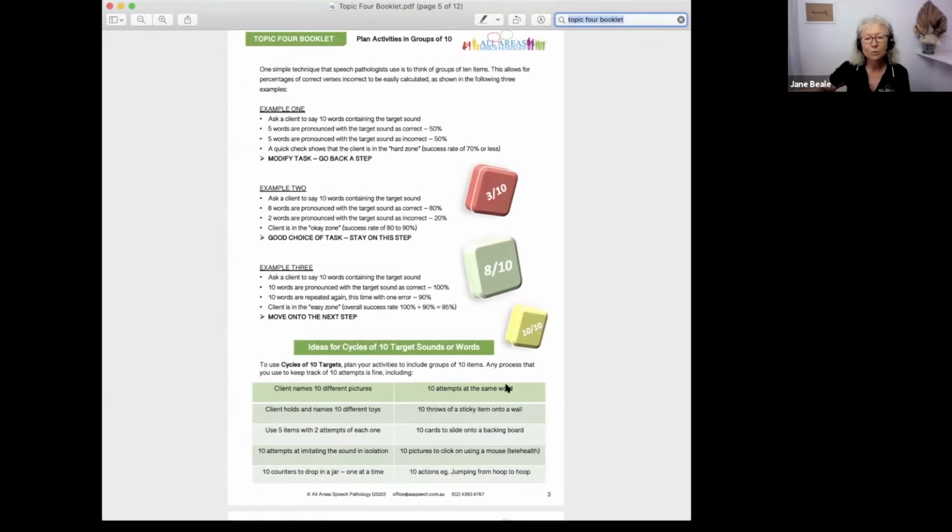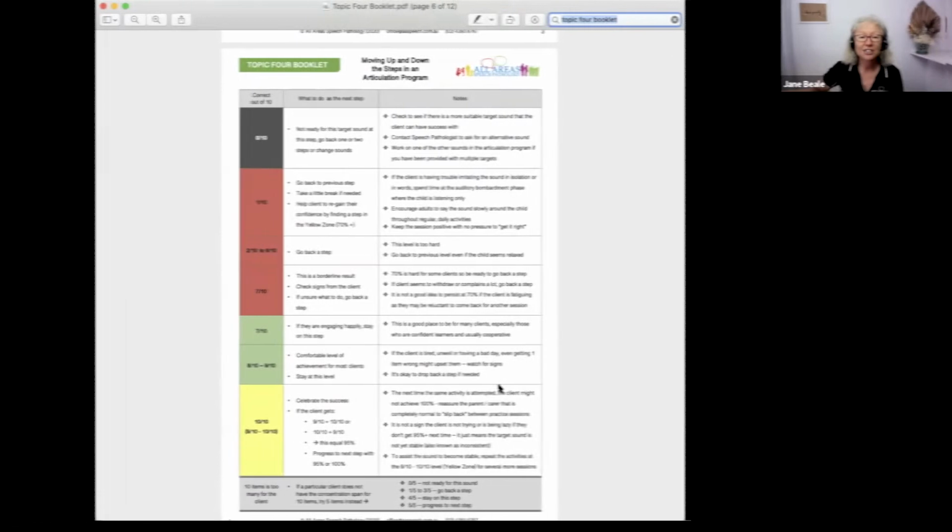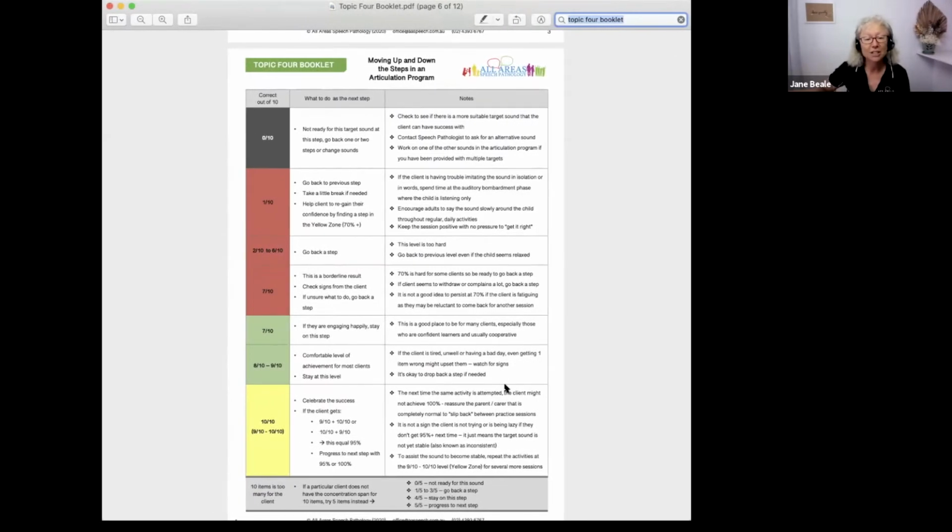In topic 4, we start to look at how we can make judgments about how a client is going and how we do that as a score out of 10 or a percentage where 10 out of 10 would equal 100%. We're going to look at a chart which will help us to see where a client might be sitting depending on what they're getting out of 10 when we present to them 10 items. It could be copying us making a sound. It could be labeling what they can see on a picture.